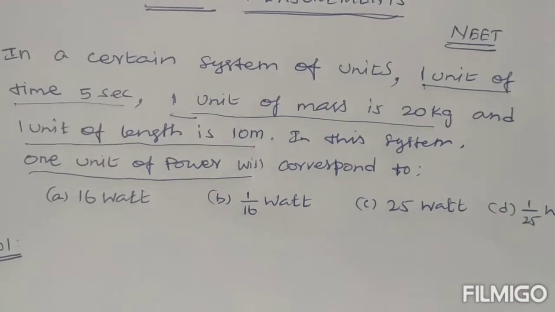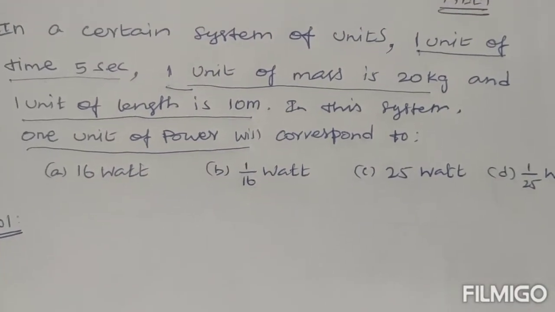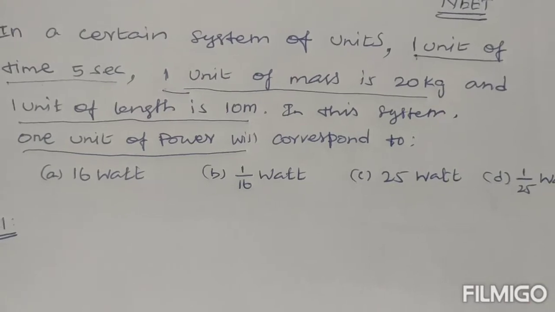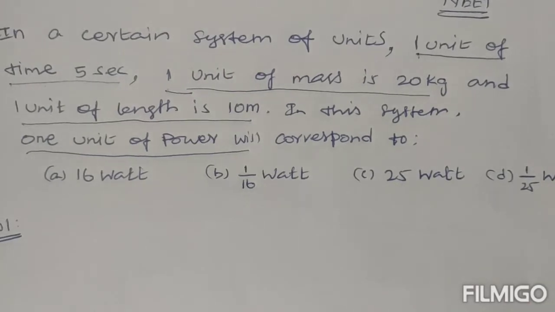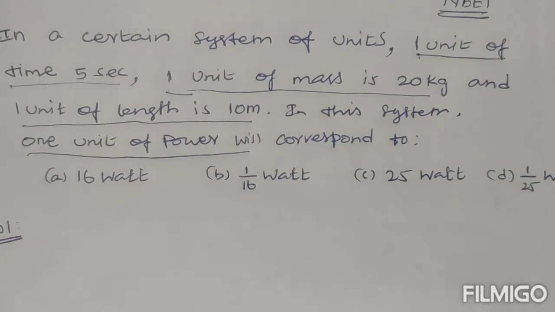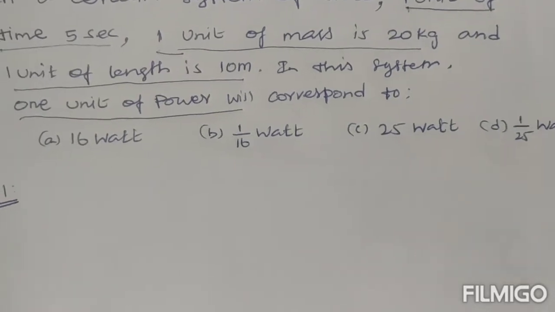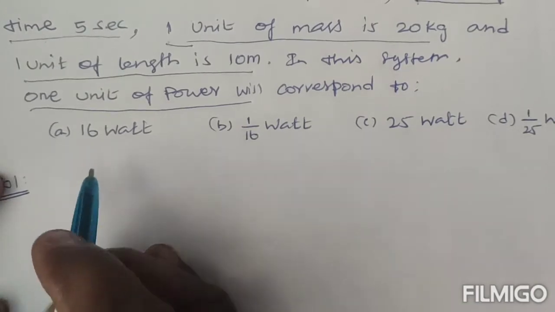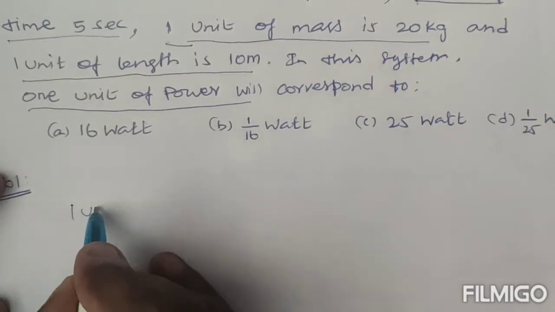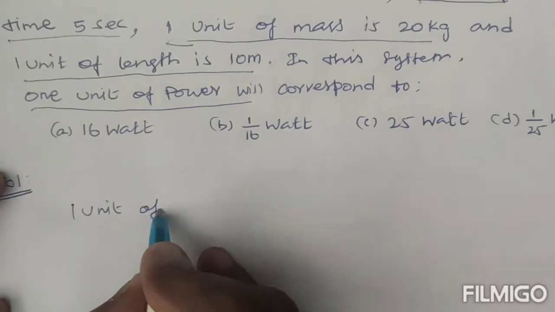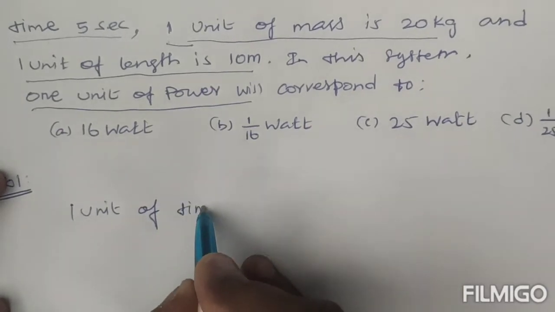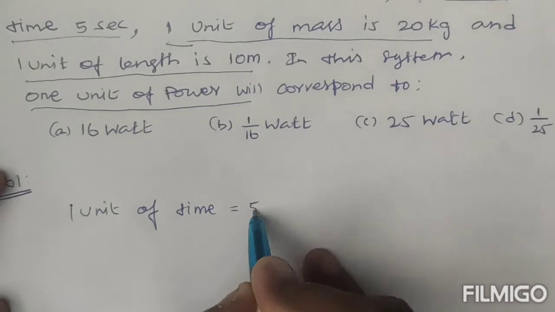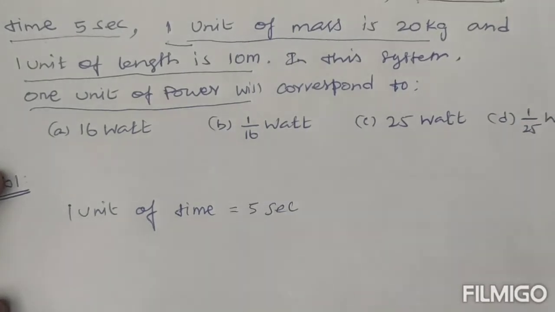So here we want to focus one by one. First about time, second about kilogram, and third about length. So let's see now. First I can write the given information. 1 unit of time is 5 seconds. So 1 unit of time is equal to 5 seconds.